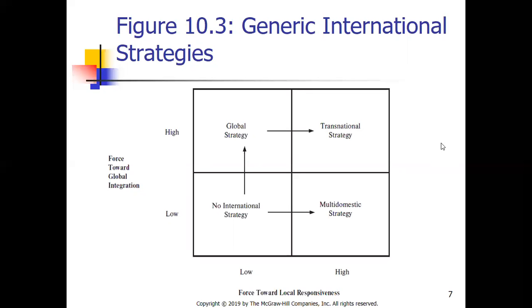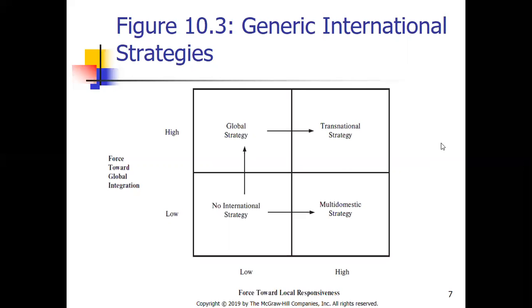Okay. Generic international strategies. So as you can see here, we have 4 strategies that maybe the servicing company can adopt. On the left side, force toward global integration, and at the bottom side, force toward local responsiveness. So global and local. We have high and low, and here low and high.